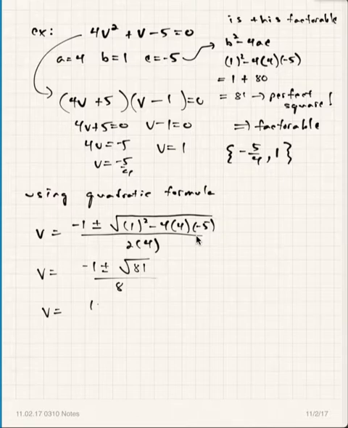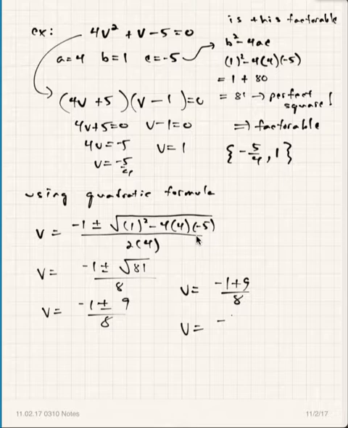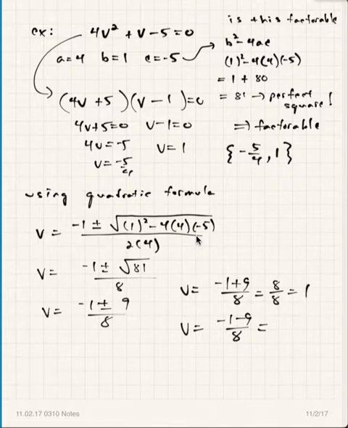So you get negative 1 plus or minus 9 over 8. And so that gives you two solutions, negative 1 plus 9 over 8 and negative 1 minus 9 over 8. Negative 1 plus 9 over 8 is 8 over 8, or 1. And negative 1 minus 9 is negative 10 over 8, or negative 5/4. Sure enough, you get the same solutions, but definitely harder to do the quadratic formula, or a little bit messier, I guess I should say. So, all right, another good quadratic formula problem done.